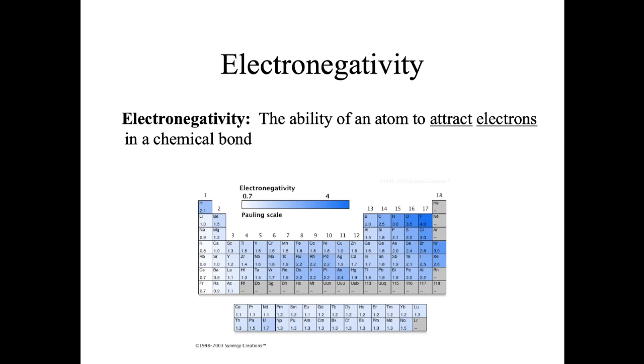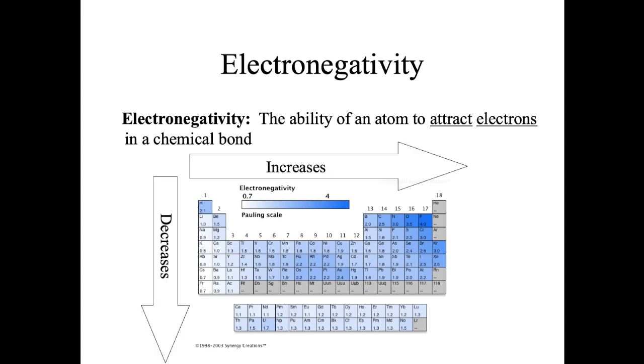Electronegativity is the ability of an atom to attract electrons in a chemical bond. This is not the same as the ability of an atom to gain electrons. This is not the same thing. This deals exclusively with how strongly they attract electrons when they are in a bond with another atom. And you should see that electronegativity in general increases across a period and decreases down a group.